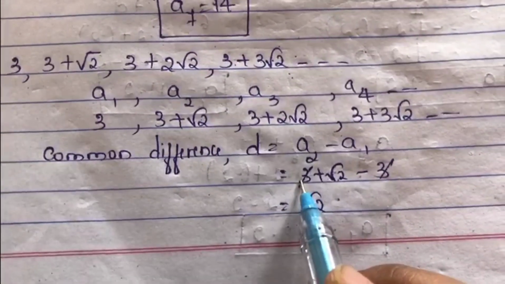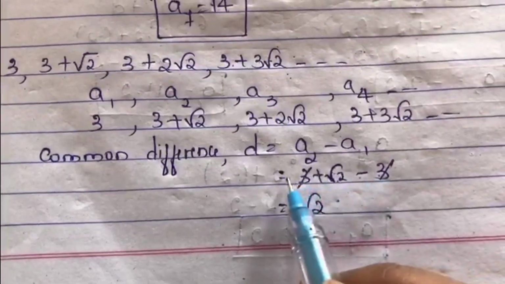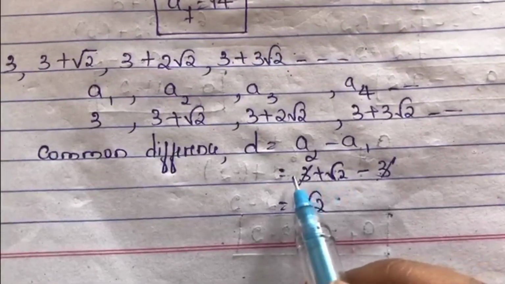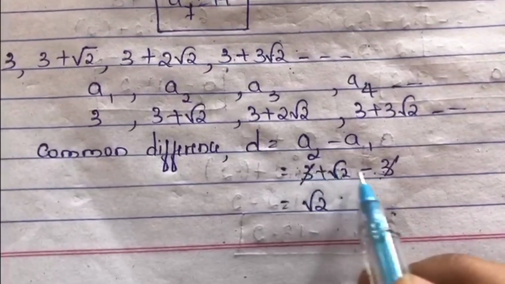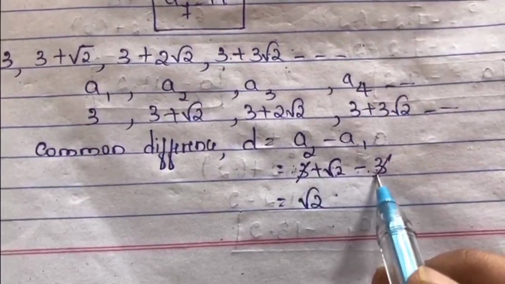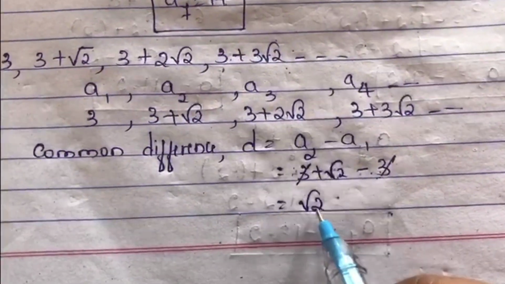Here this is plus 3, this is minus 3. Therefore the answer will be 0, as here it is plus and here it is minus. The signs are different, so it will be cancelled. That will be the answer will be root 2.